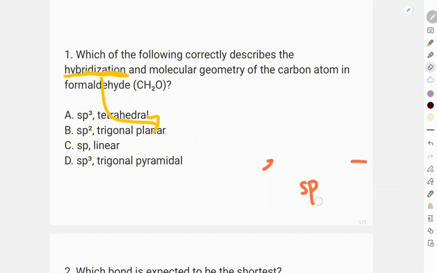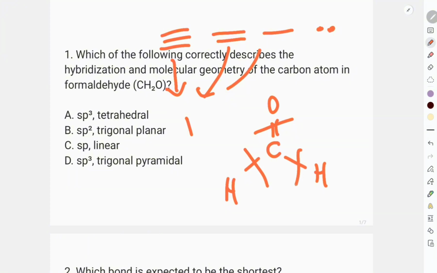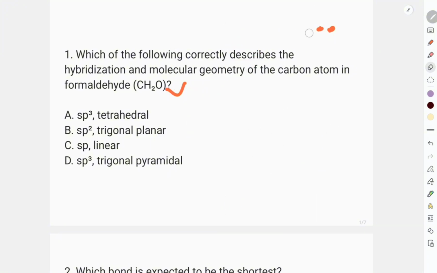Now, how I would solve this problem, I'm going to first draw out the molecule. So it's a carbon attached to an oxygen as well as two hydrogens. And I'm going to first count how many regions there are of electron density. And how I would do that is that triple bonds, double bonds, single bonds, and lone pairs, they all count as one region of electron density. So in this case, I have 1, 2, 3, 3. And this would make it sp2 hybridized.